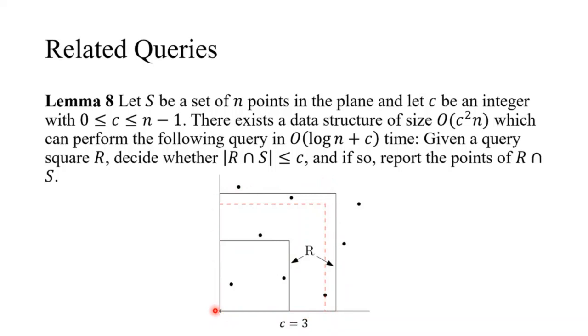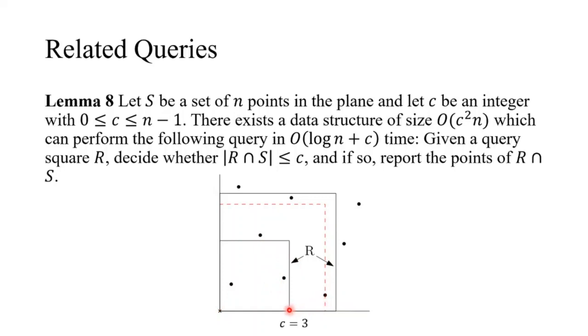To answer such a query, we can just appeal to the data structure from Lemma 7 using a value of C equals 4 to find the smallest square anchored at this bottom left point here, which contains 4 points of S. We get that as this dashed red square over here, which, as you can see, contains 4 points of S, and it's the smallest possible such square.